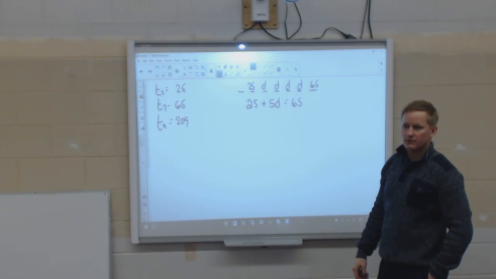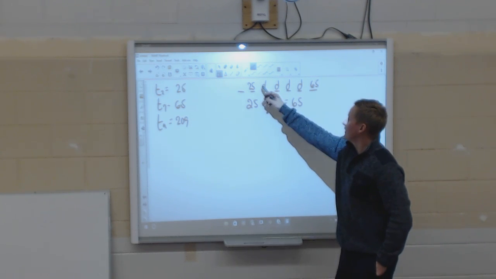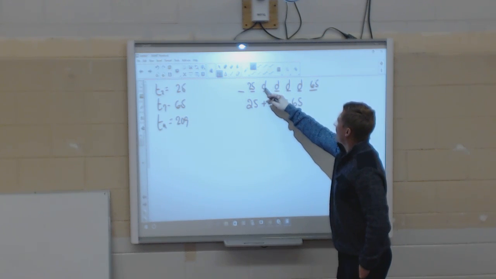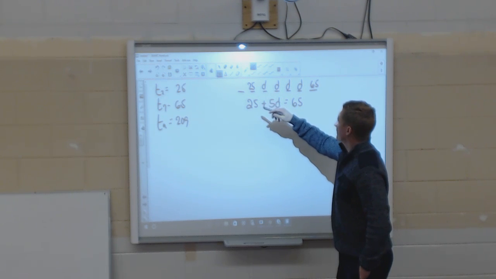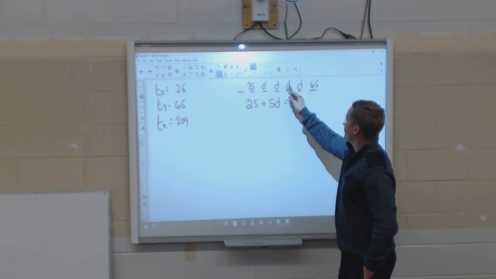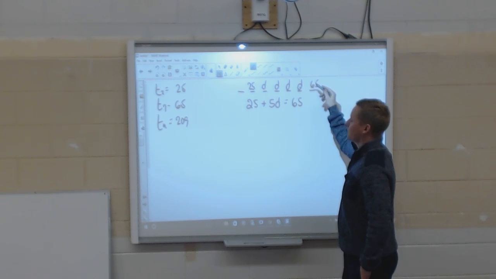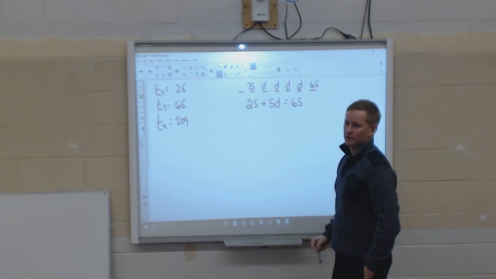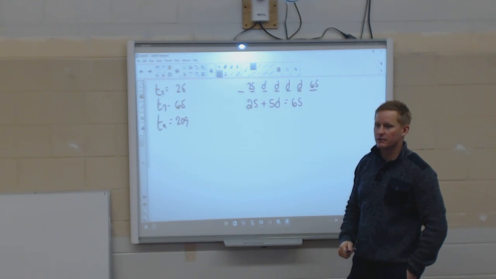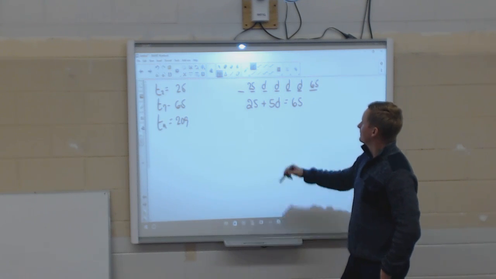Does that make sense? So what are these 4Ds? Because I add 1 D to get to here, I add a second D to get to here, a third to get to here, a fourth to get to there, and then the 5th. Okay. I should have put these in between, and then that might have made more sense. Okay? So I've got this.